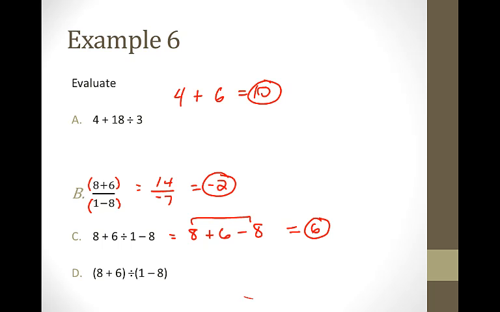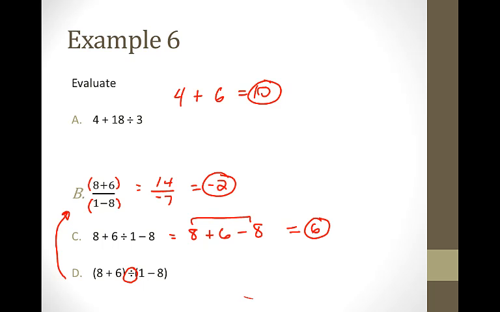Last one on here, part D, 8 plus 6 divided by 1 minus 8. Does this look familiar? It's exactly the same as B. Why did I put this? Often, once we start doing a lot of algebra, we begin to shun this division symbol. It can lead to some ambiguities, and you will see that in a minute. So often students will rewrite it like that, but I won't. I'll just leave it this way.